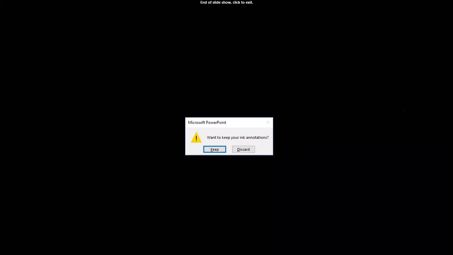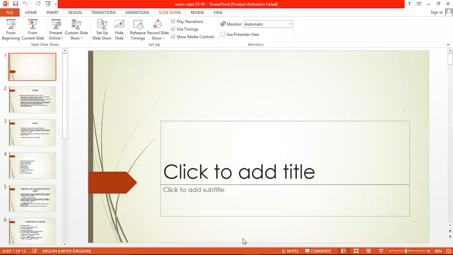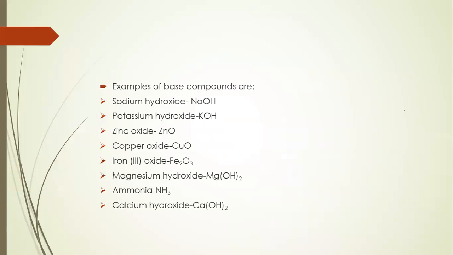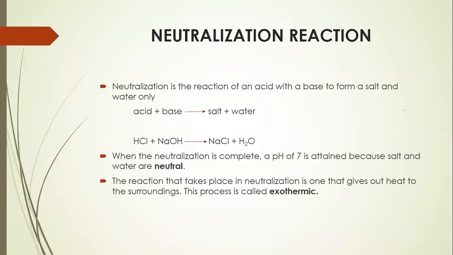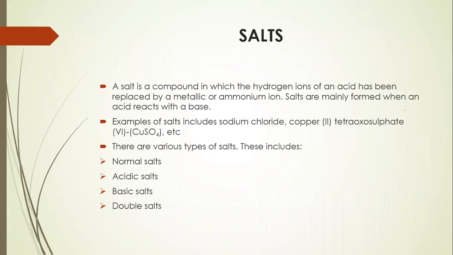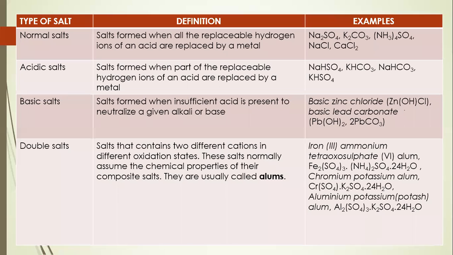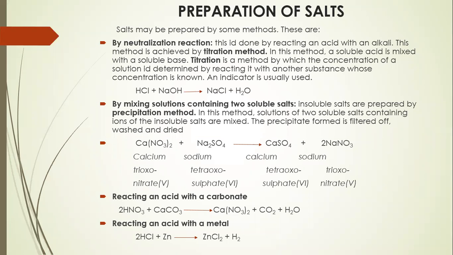So we'll end our discussion here. If there's any question on what we've done so far, you ask, then I explain to you. So oxides, bases, strength, properties, sources, safety precautions. We looked at a neutralization reaction, applications of this reaction. Then we looked at a salt, the salt and how to prepare this salt, with the types of salt. So if there's any question, you let me know.